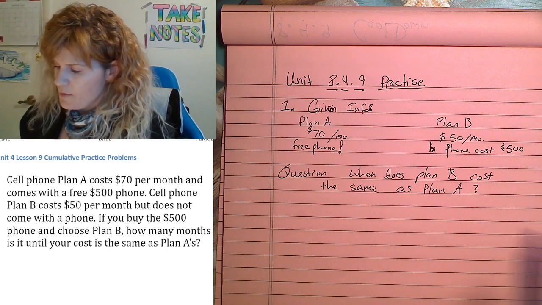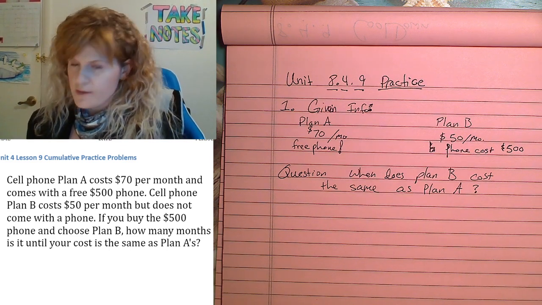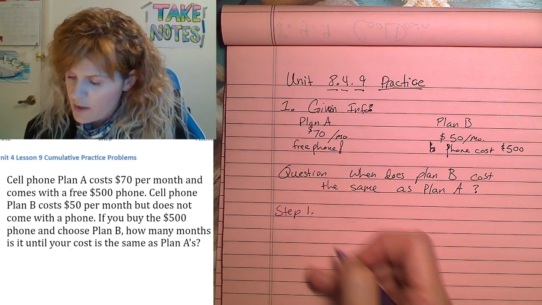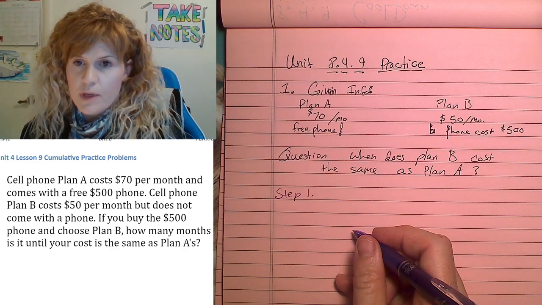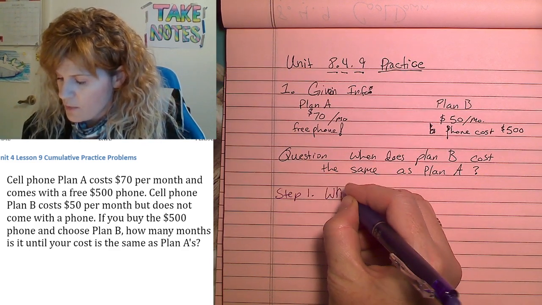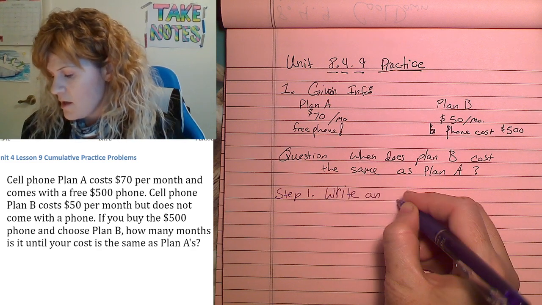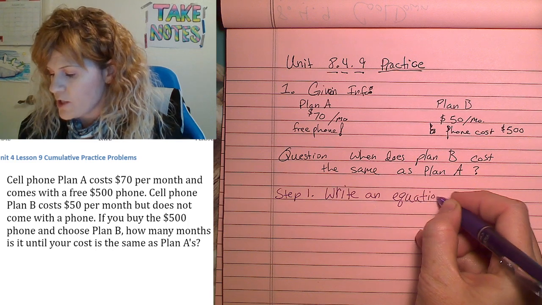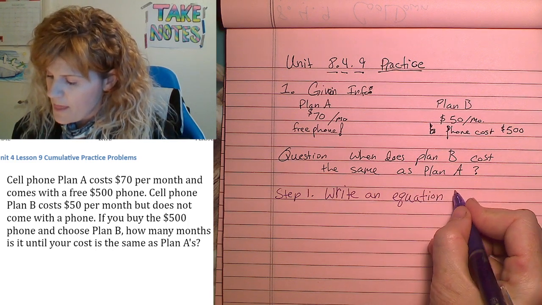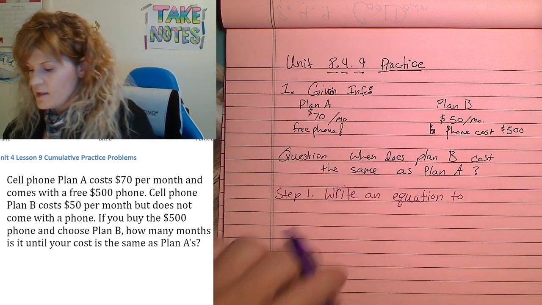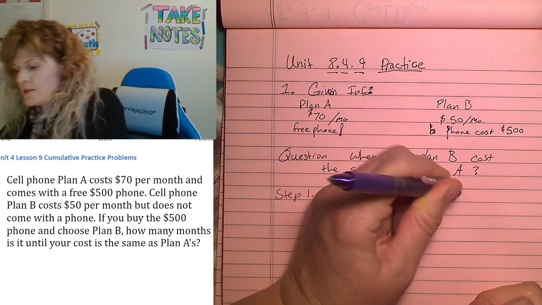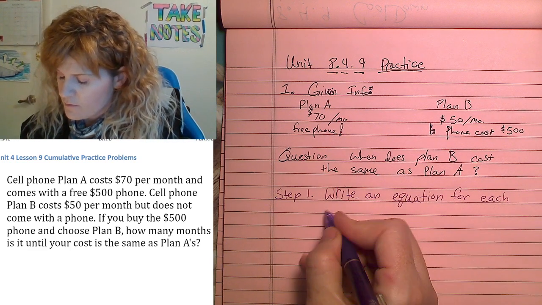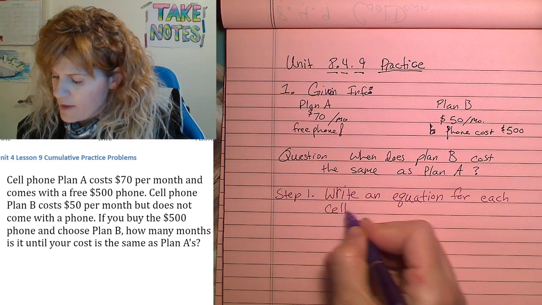Okay, let me help you solve this problem. The first thing we need are some steps to follow. So step one. Step one is to write an equation for each situation. Go ahead and put that in your notes. Sometimes we call it an equation, sometimes we call it an expression, whatever. Write an equation to represent each situation. For each cell phone plan, that's even better.